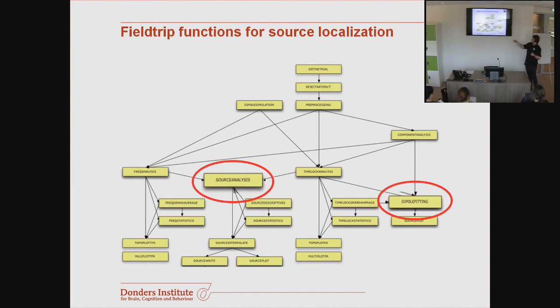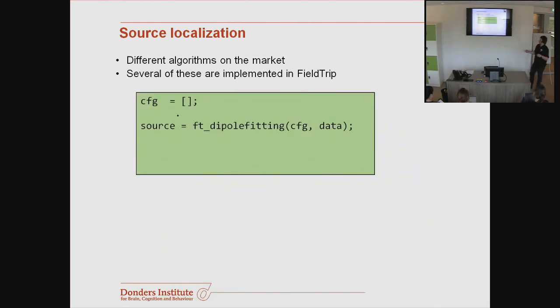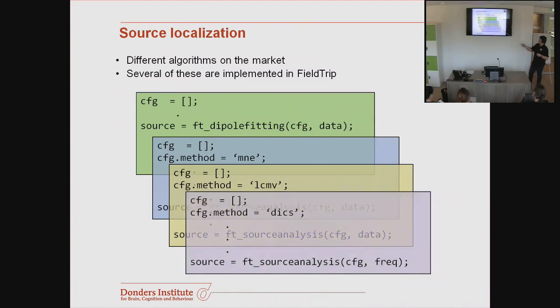But eventually you would end up on these two functions, ft_sourceanalysis and ft_dipolefitting, and there are several methods implemented in those two functions. Robert already stressed that, but you either go for ft_dipolefitting if you want to scan your volume space with a single or several dipoles, or you start with a 3D volume or cortical sheet, and for that you use ft_sourceanalysis, and there you can take the method of choice. You can use distributed methods such as minimum norm estimates, but also beamforming techniques such as LCMV, a time domain one, or DICS, a frequency domain one.